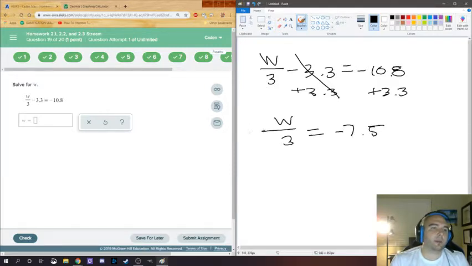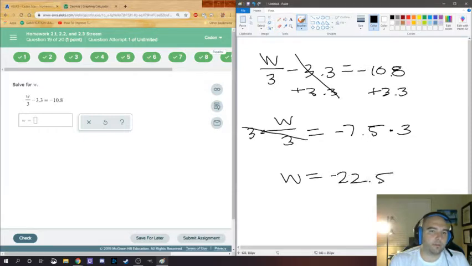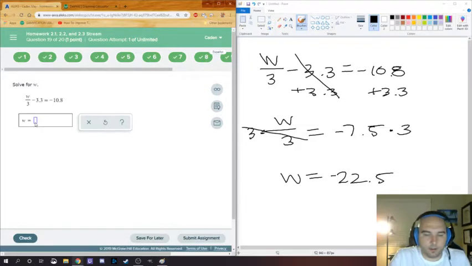Okay, now we can multiply by 3 on both sides. So that causes this side to become W. And negative 7.5 times 3 is negative 22.5. Calculator could be your friend there. I'm just going to calculate for myself, I guess.